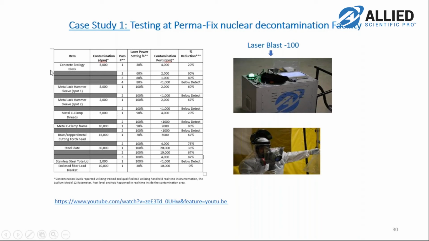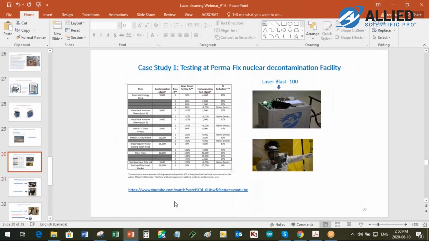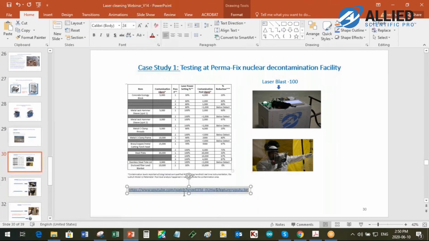Many different objects, such as a concrete block and several metal tools, were cleaned, and every time a radiation engineer would measure the contamination before, and then after several passes would measure again, and every time the contamination level in disintegrations per minute fell below 1,000 dpm. So it was quite successful. To get a better idea of how this was done, we will show you a video that we recorded from there.